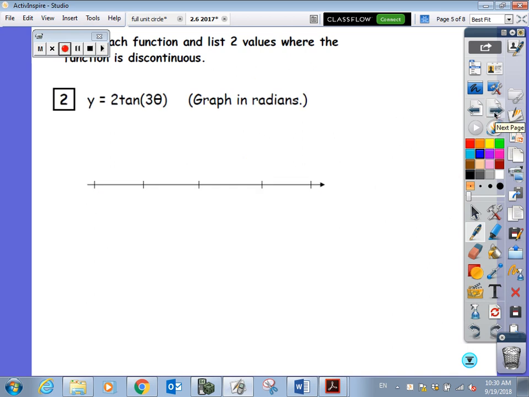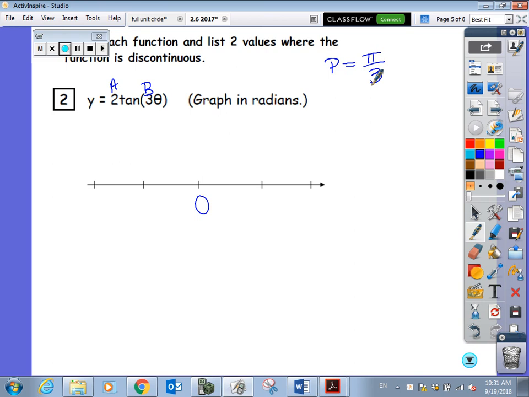All right, 2 tangent 3 theta. So now we have a vertical stretch, and we're going to have a period change. We're in radians, so the center's still 0, but now our period is pi over b, which is 3. So our period is 1/3 pi, or pi over 3. Remember, we don't go pi over 3 left and right, because then we've gone 2 pi over 3. We go half of pi over 3.